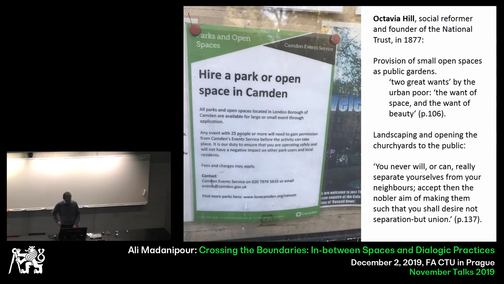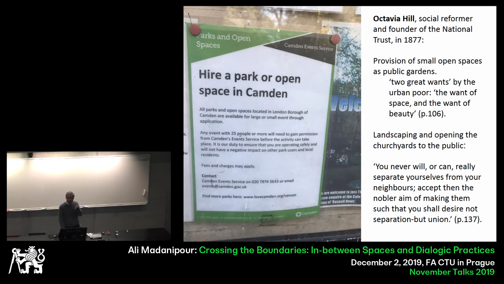Now, the quote on the right is from Octavia Hill. Octavia Hill was a social reformer in the 19th century, the founder of the National Trust, and a campaigner for public space. So what we are talking about has a very long history. It's not just now that people talk about the significance of public space. And what she says is that the urban poor have two wants, want of space and want of beauty. And then she talks about how you cannot really separate yourself from your neighbors; accept them, the noble aim of making them such that you shall desire not separation but union. So it's a campaign for the creation of public spaces.